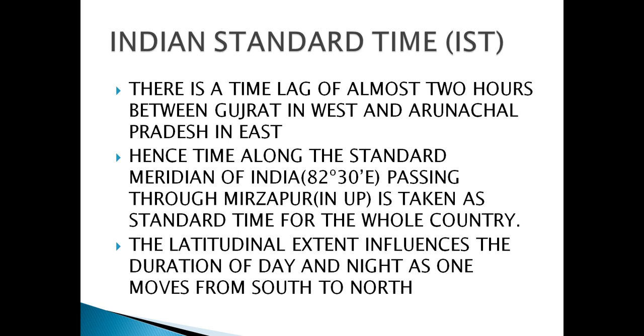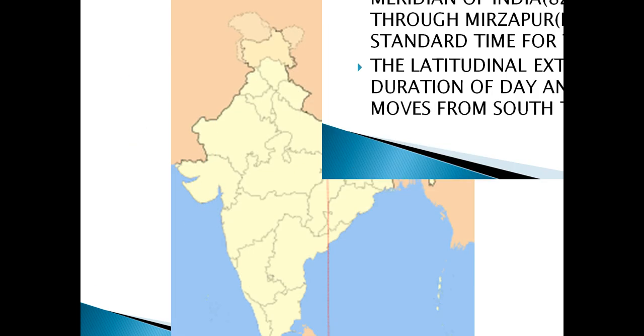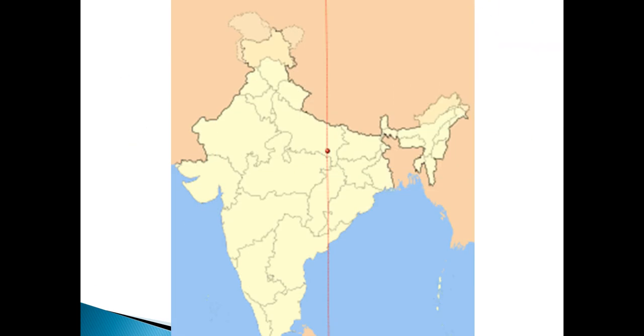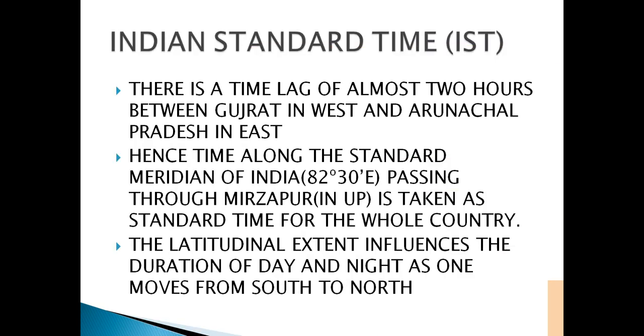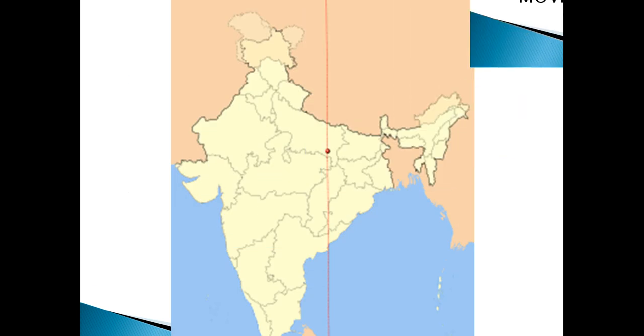There is a time lag of almost 2 hours between Gujarat in the west and Arunachal Pradesh in the east. Between Gujarat in the west and Arunachal Pradesh in the east, there is an overall time lag of 2 hours, and hence the time along the standard meridian of India, 82 degrees 30 minutes east, passing through Mirzapur in Uttar Pradesh, is taken as standard time for the whole country.